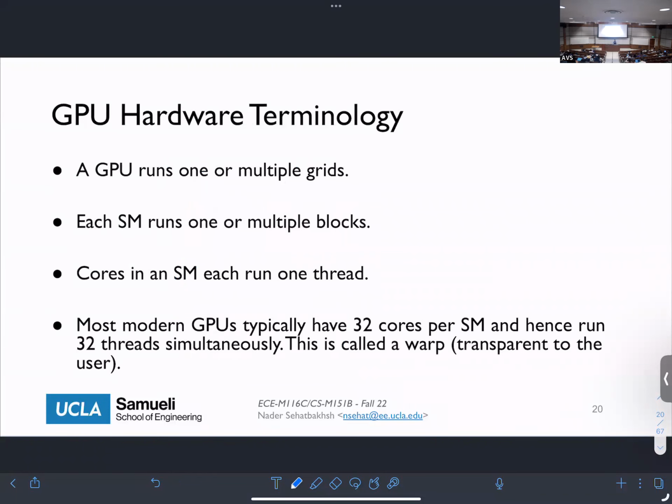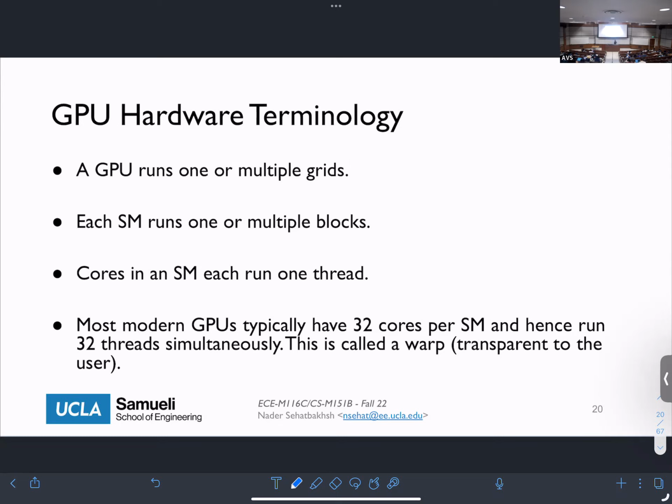To give you a little bit of hardware terminology for GPUs, one GPU runs one grid at a time or multiple grids at a time. Each of these grids, as I told you, has blocks within it. Each of these blocks is usually assigned to what we call a streaming multiprocessor, or SM. Each GPU typically has somewhere between 16 or 32 SMs. Think about an SM as just one big core. Within each SM, there are then multiple smaller cores in GPUs.